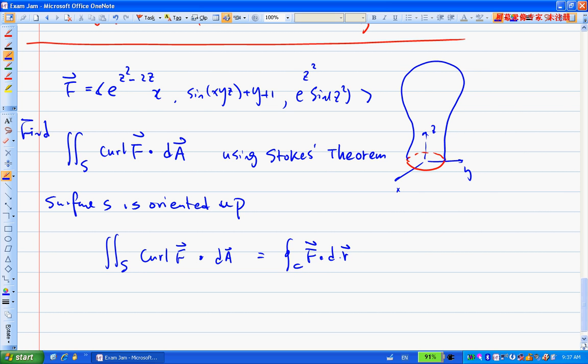So number one, back to Stokes' theorem. When you use Stokes' theorem, the important thing is that the surface S and the curve C have to be oriented compatibly. If the question tells you the surface S is oriented up, then you have to find out the direction of the curve C. What would the direction of the curve be? Counterclockwise, looking from the top, right?